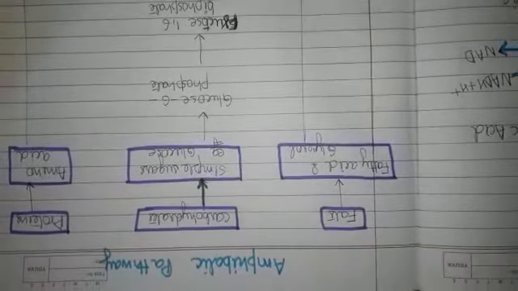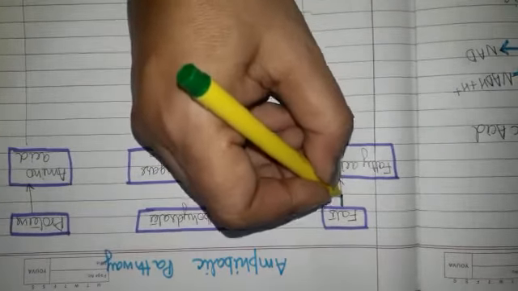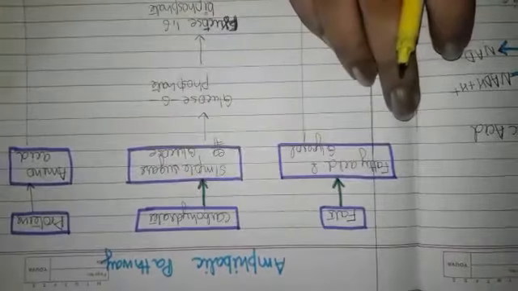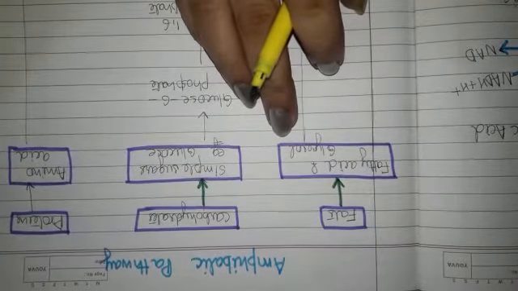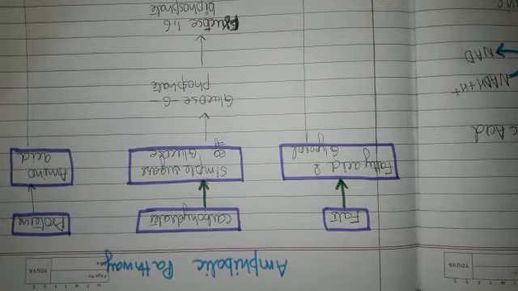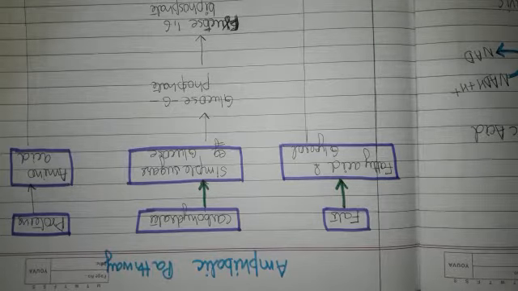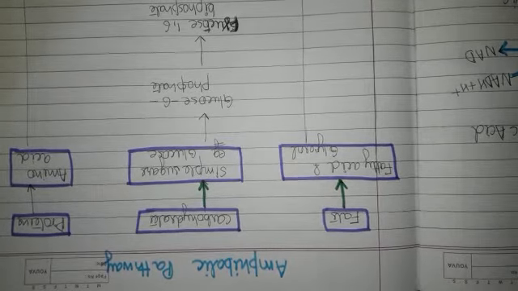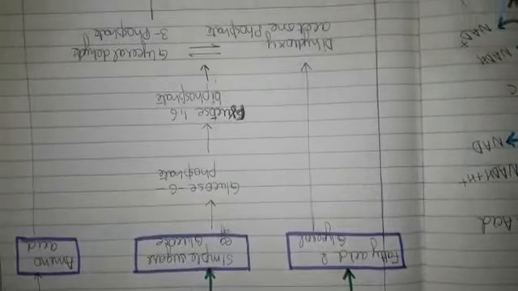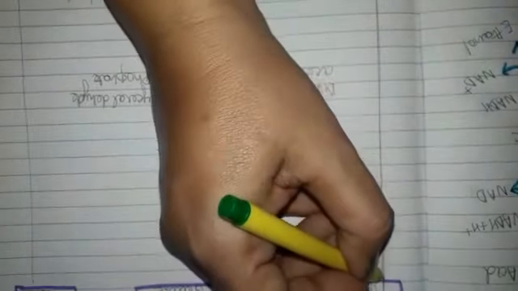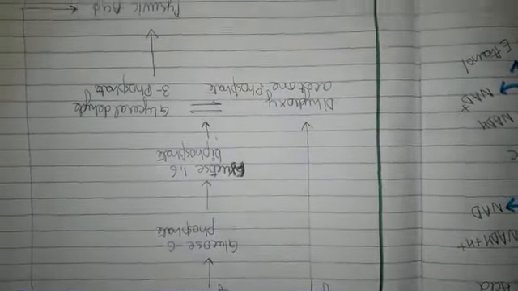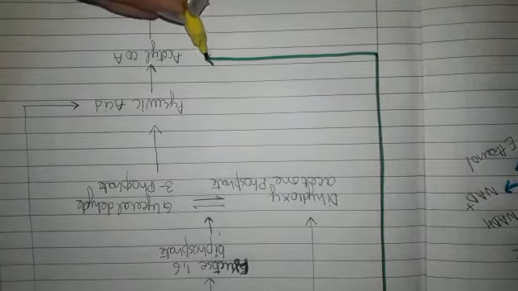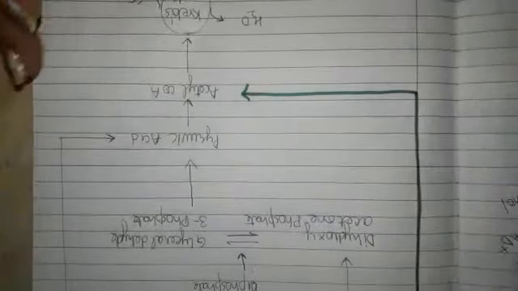If the respiratory substrate is fat, after digestion it is converted into fatty acid and glycerol. Fats will break down into fatty acid and glycerol. Then the fatty acids to be respired, if fatty acids are to be oxidized, they are first converted into acetyl coenzyme A and then they will enter the Krebs cycle.